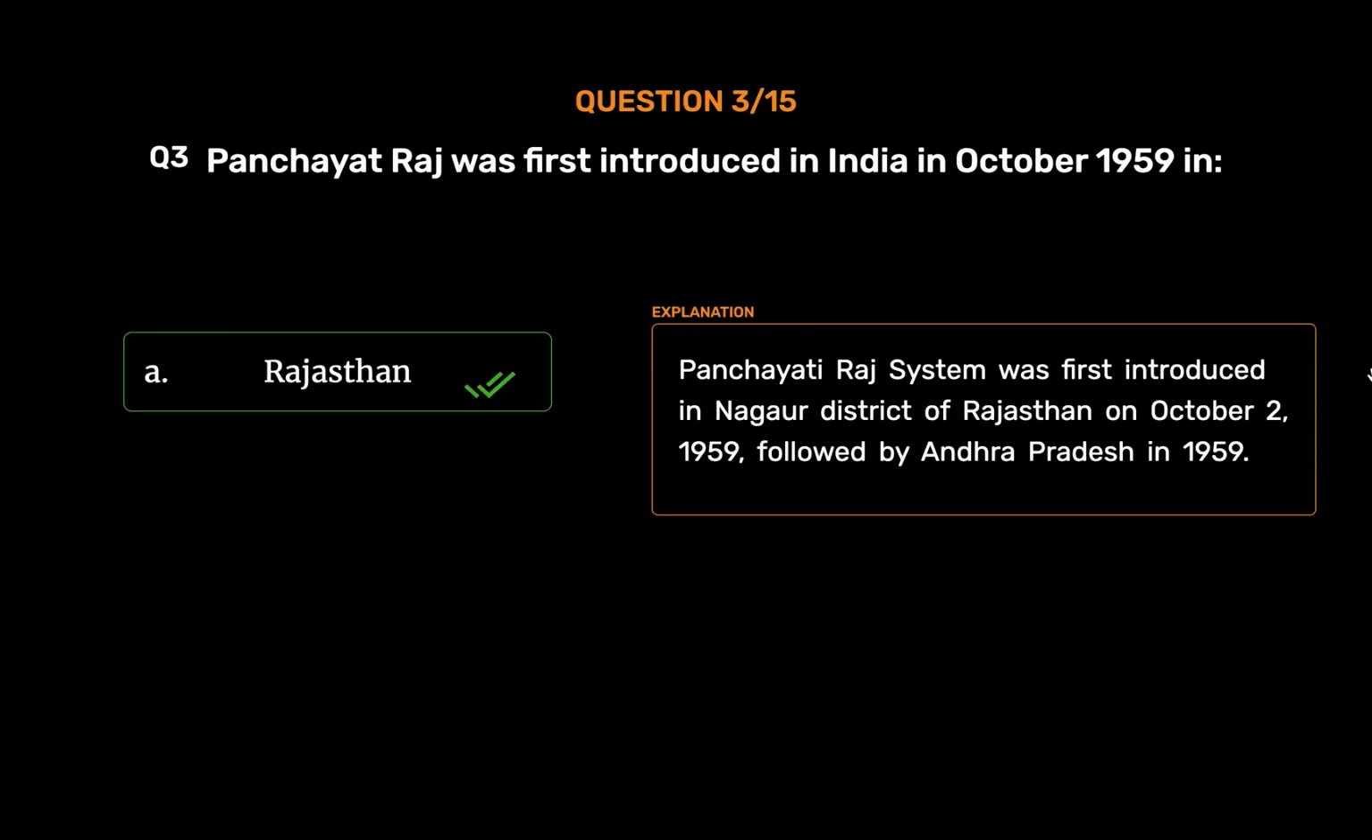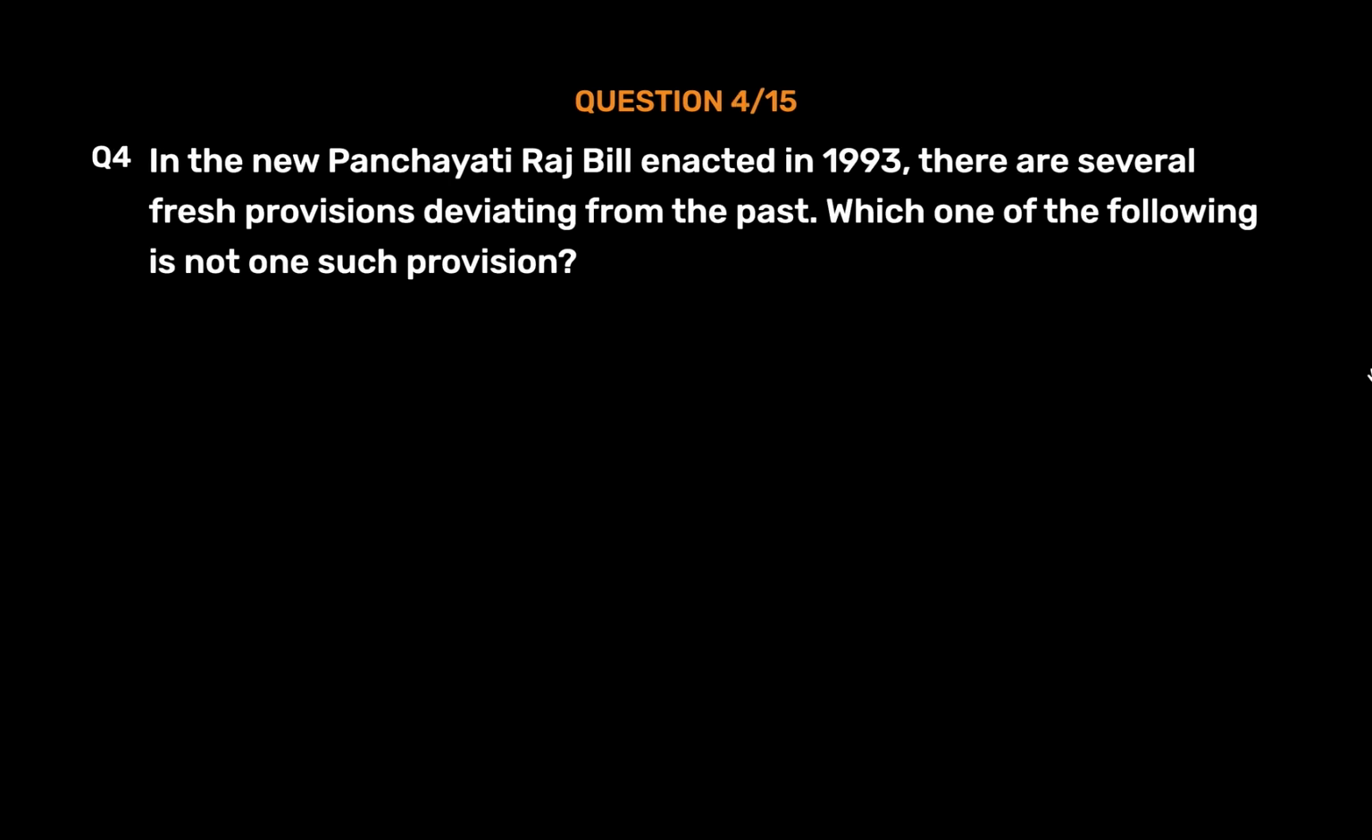Rajasthan. Panchayati Raj system was first introduced in Nagaur district of Rajasthan on October 2, 1959, followed by Andhra Pradesh in 1959. Question number 4. In the new Panchayati Raj Bill enacted in 1993, there are several fresh provisions deviating from the past. Which one of the following is not one such provision?